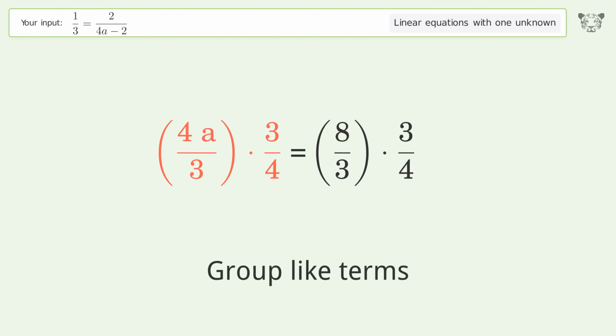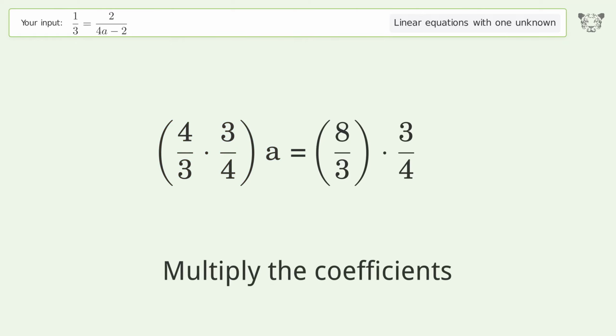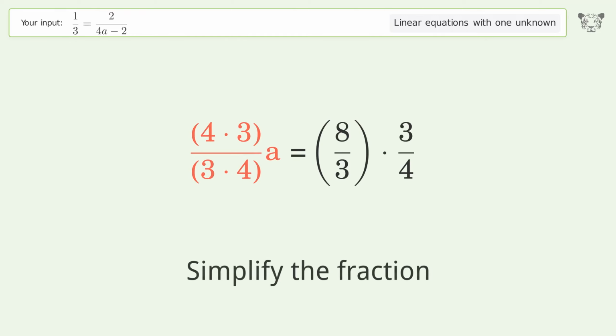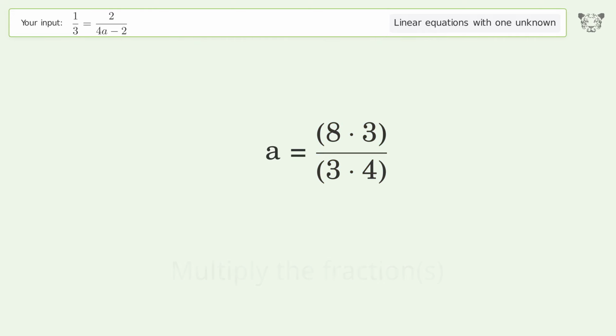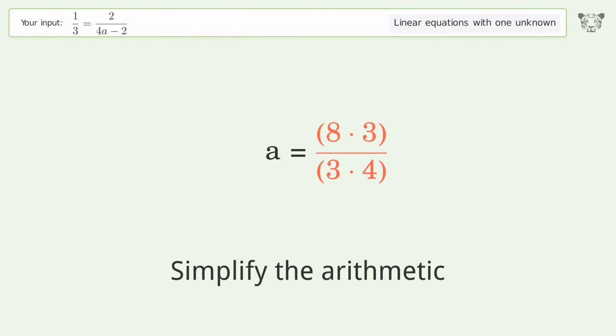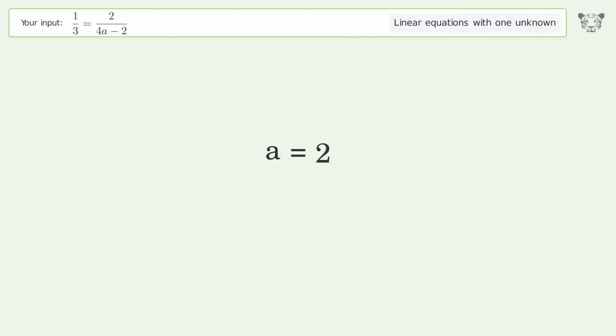Group like terms. Multiply the coefficients. Simplify the fraction. Multiply the fractions. Simplify the arithmetic. And so the final result is a equals 2.